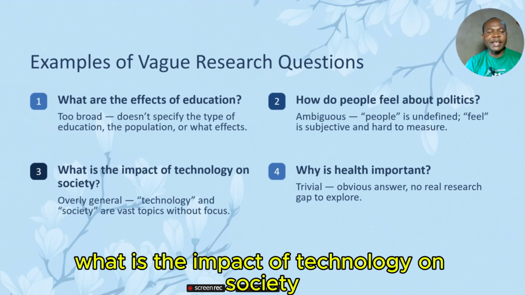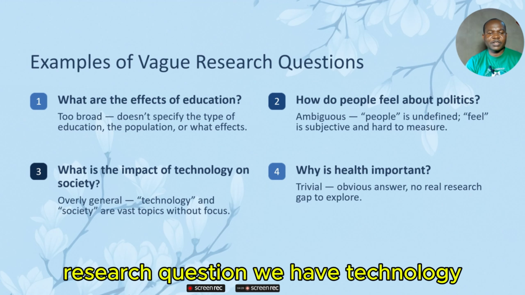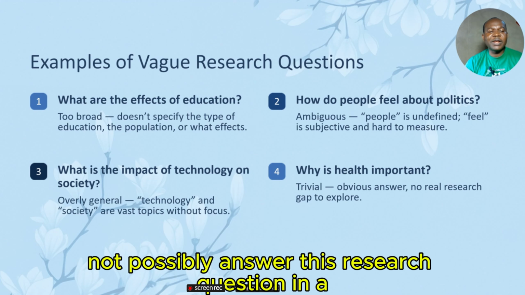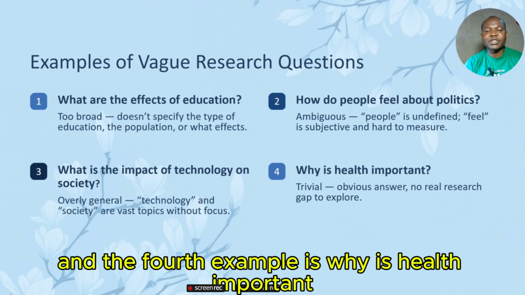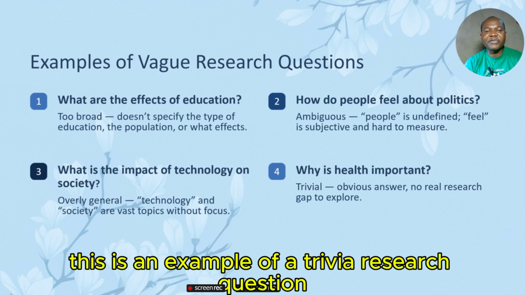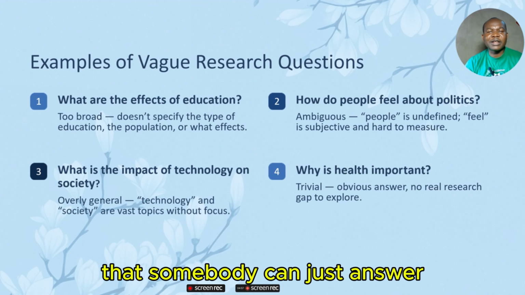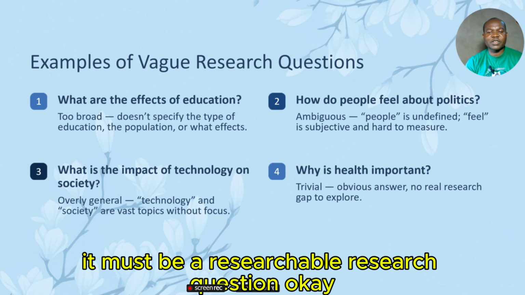Third example, what is the impact of technology on society? This is an example of an overly generalized research question. We have technology, we have society. These are vast topics without focus. In fact, you cannot possibly answer this research question in a study. And the fourth example is, why is health important? This is an example of a trivial research question. Obvious answer. Our research question must not be such that somebody can just answer without thinking twice. It must be a researchable research question.